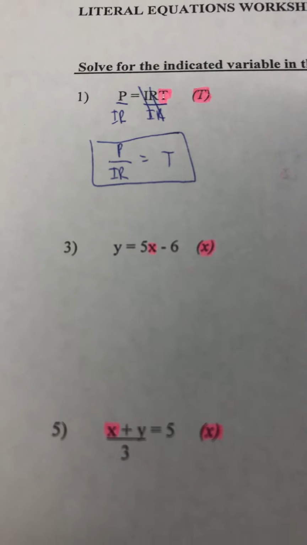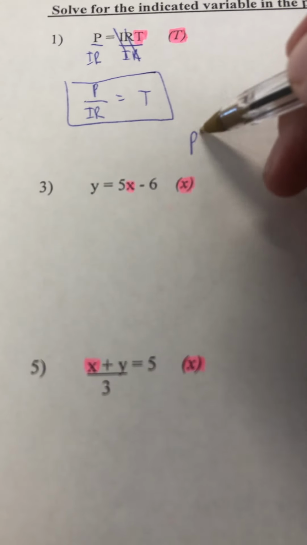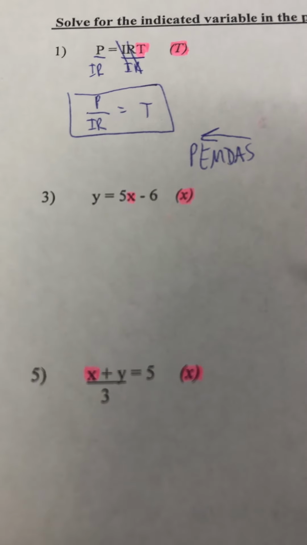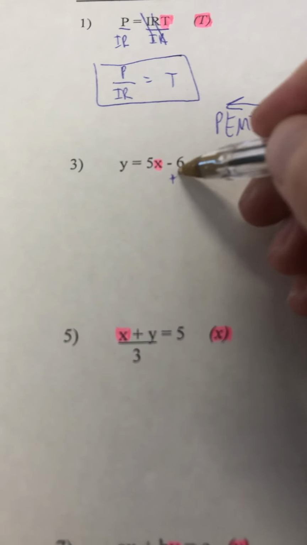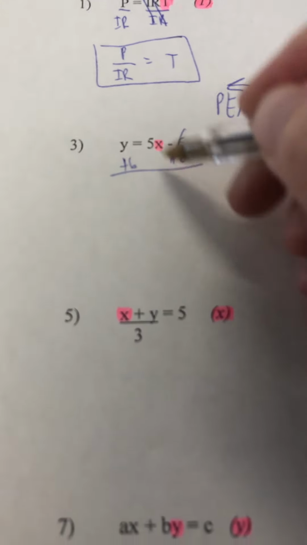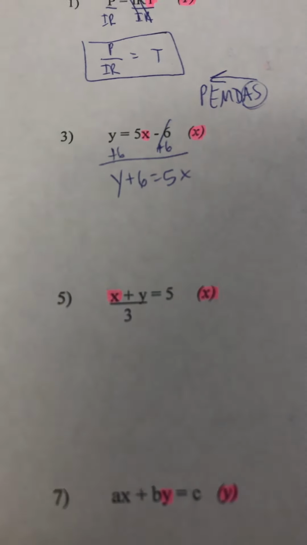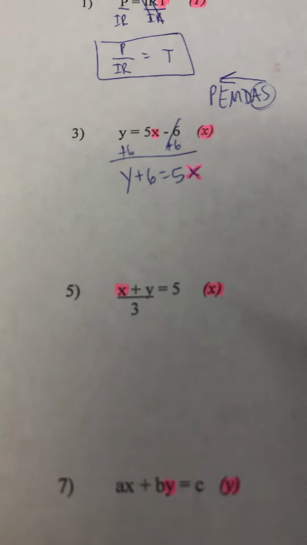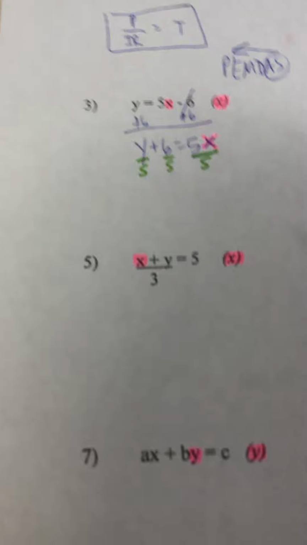Looking at number 3, we want x by itself. 5 is multiplied, and again we're going to do PEMDAS, but we're going to go backwards because we're solving. So right here we're going to look for add and subtract. This says minus 6, so we're going to add 6 to both sides. And I'm wanting to get this x by itself. It says 5 times x, so I'm going to divide both sides by 5 and, well, everything.